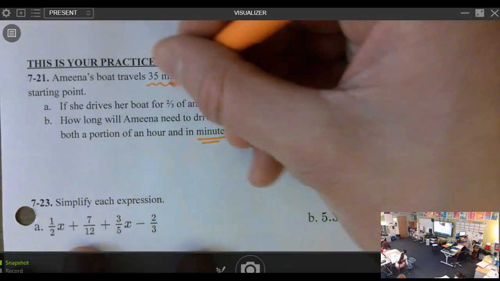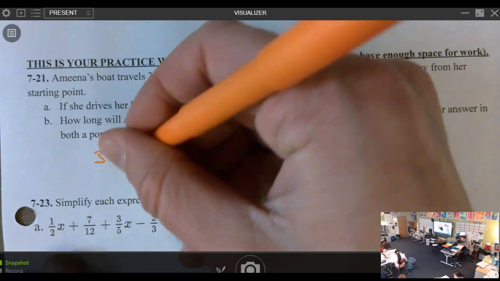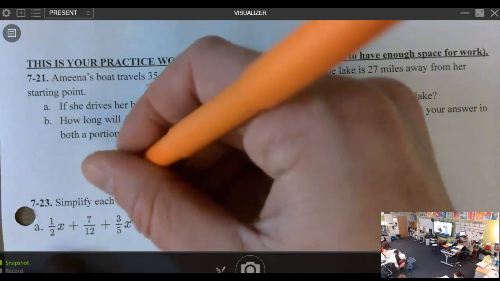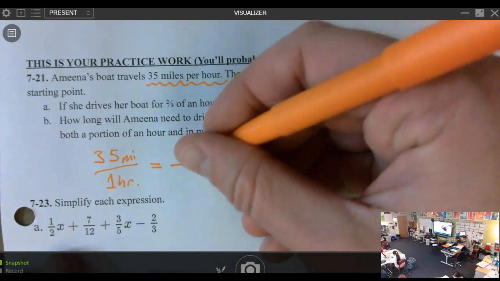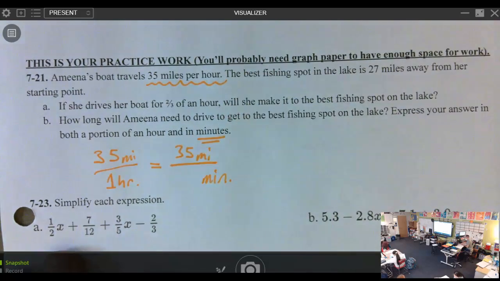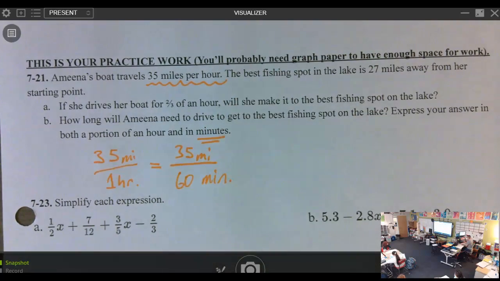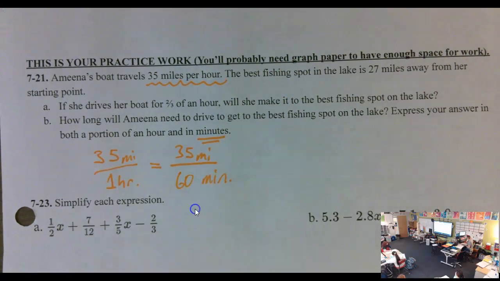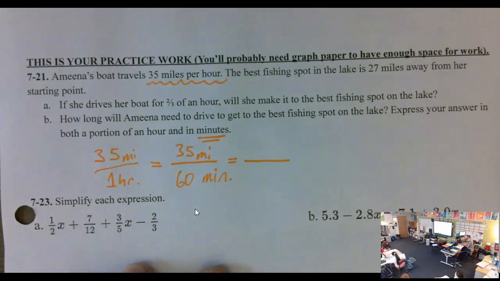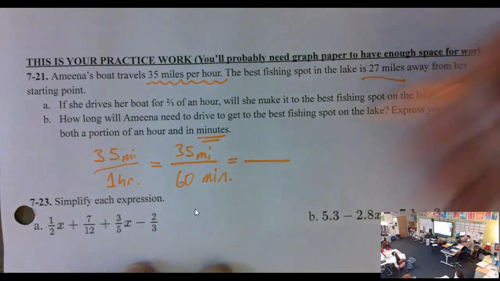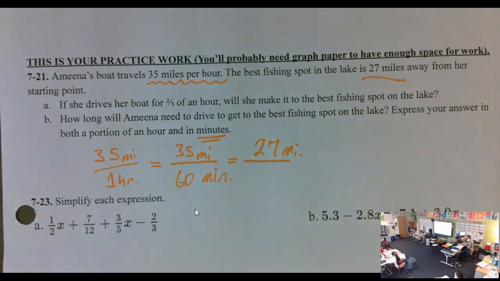So, if I set up 35 miles per hour, 35 miles per 1 hour. But what I could also say is 35 miles, how many minutes are in an hour? 60. So we could also say that. From there, how far does she need to go to get to that spot? 27 miles. So that goes on top because that's where I put my miles.